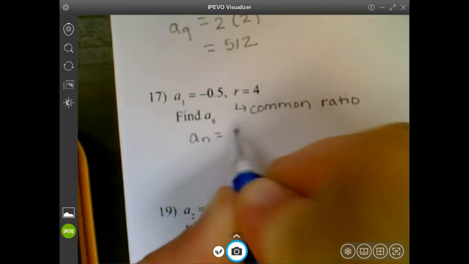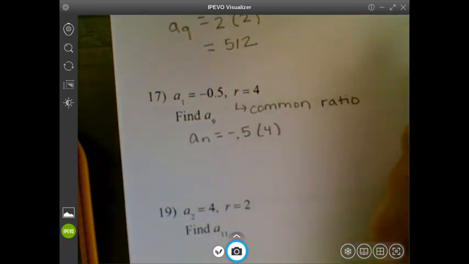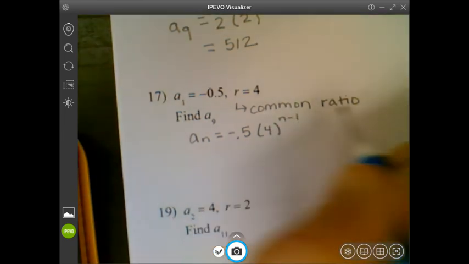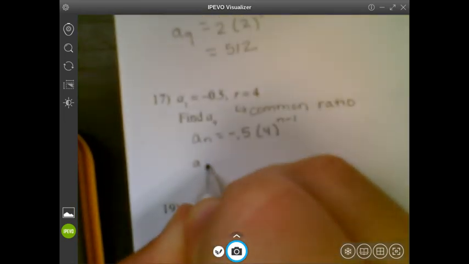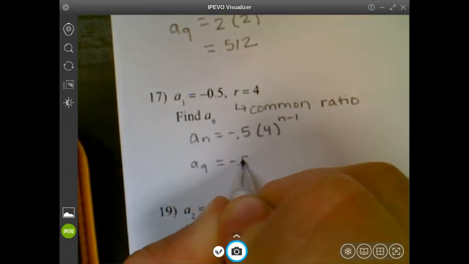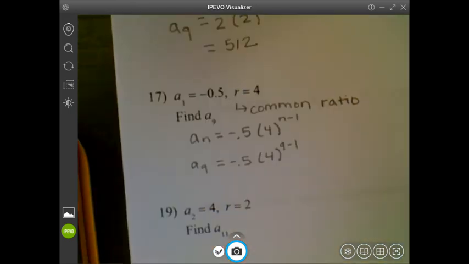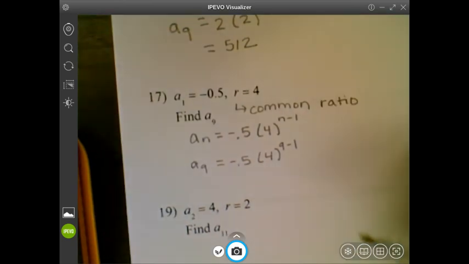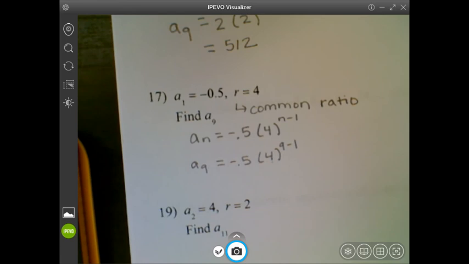a sub n equals negative 0.5 times 4 to the n minus 1 power, and in this case, n is 9 because we want the 9th term. So a sub 9, negative 0.5, 4 to the 9 minus 1. And I would expect this one to be probably slightly bigger than the last one because this is base 4 where the other one was just base 2.